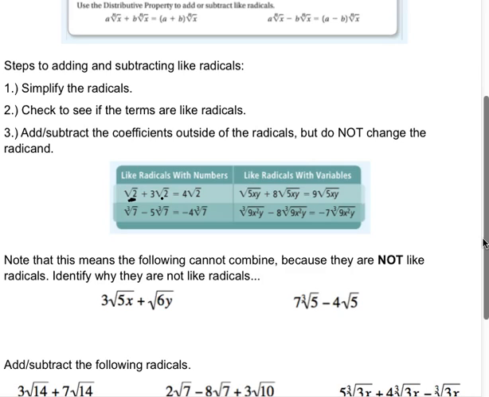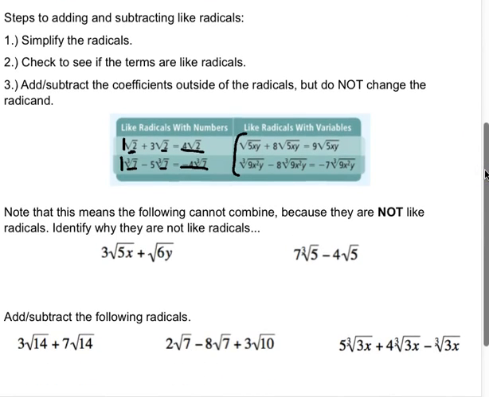these are like radicals, so I can take that 1 plus the 3 and say I have 4 of them. Here again, the radicals are the same, so 1 of them minus 5 of them gives me -4 of them. Same thing can happen when you have variables. However, do note that in certain circumstances it doesn't work. So in this case, my radicals are not the same. I have a 5x and a 6y, so those can't combine.